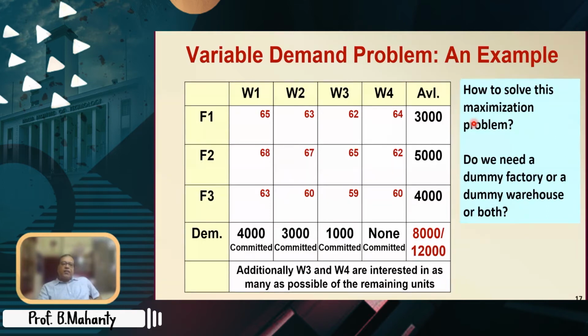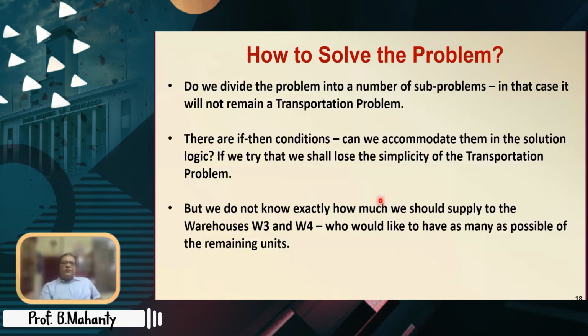That's not correct. Suppose you solve it with W1 4000, W2 3000, W3 1000, remove W4 because it has non-committed demand, and you have instead a dummy warehouse with 4000. Then maybe the solution would be 4000 here, 3000 here, 1000 here, and 4000 with the dummy warehouse. But that doesn't solve the problem because W3 and W4 were interested in the remaining units. So you see, there is a fallacy.